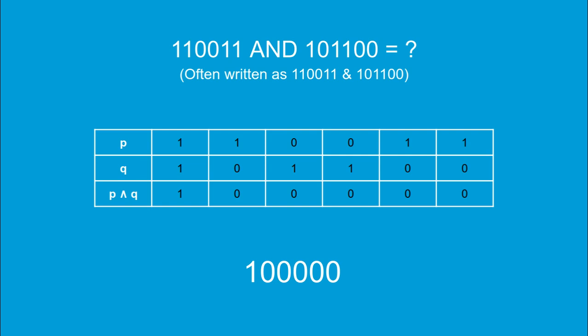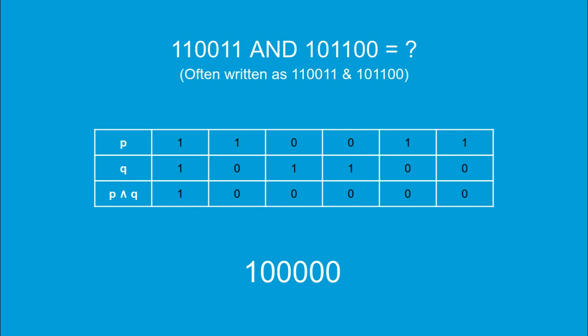Okay? So we get 1, a 0 in the second column because we have a 0 there for Q. The third column we get a 0 because we have a 0 for P. The fourth column we get a 0 because we have a 0 for P again. The fifth one we have a 0 because there's a 0 for Q. And the last one we have a 0. We only have a 1 in the first position because that's the only place where P and Q are both 1.